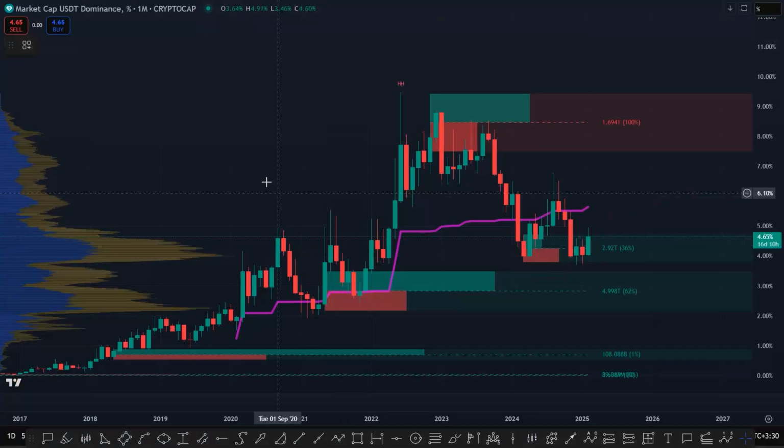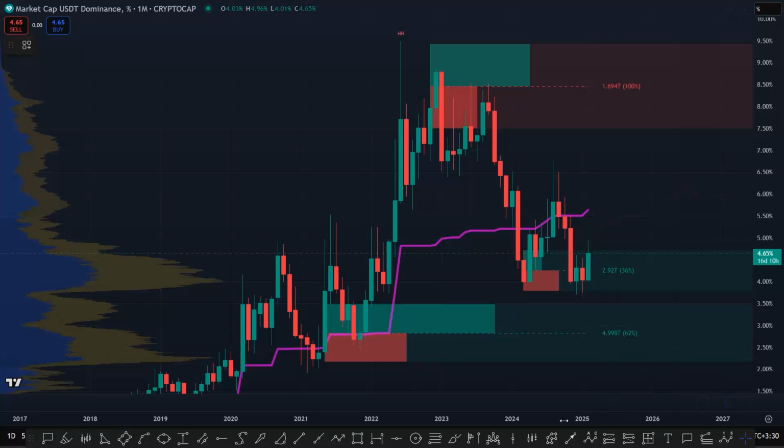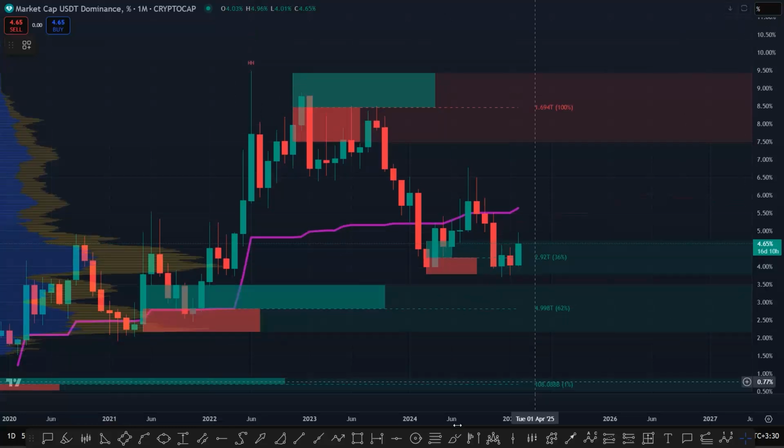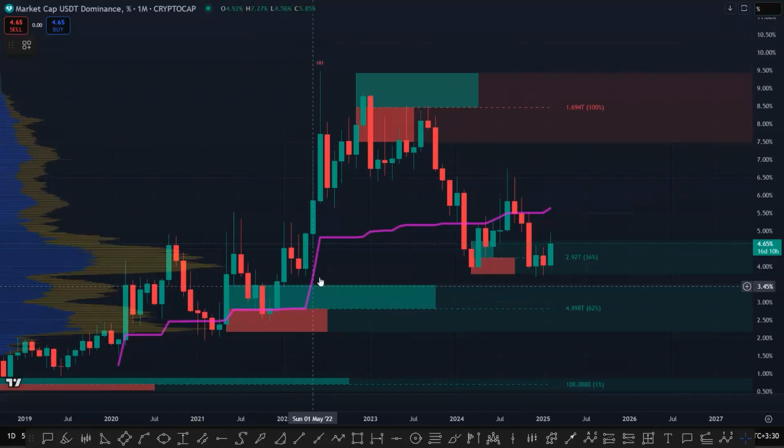Let's jump into the chart. This is the USDT dominance in a monthly time frame. In a monthly time frame, the Kijun-sen was acting perfectly as support or resistance. Whenever we touched it previously, we bounced to the upside, and when we broke it, it acted as a resistance. Currently, it is acting as a resistance.